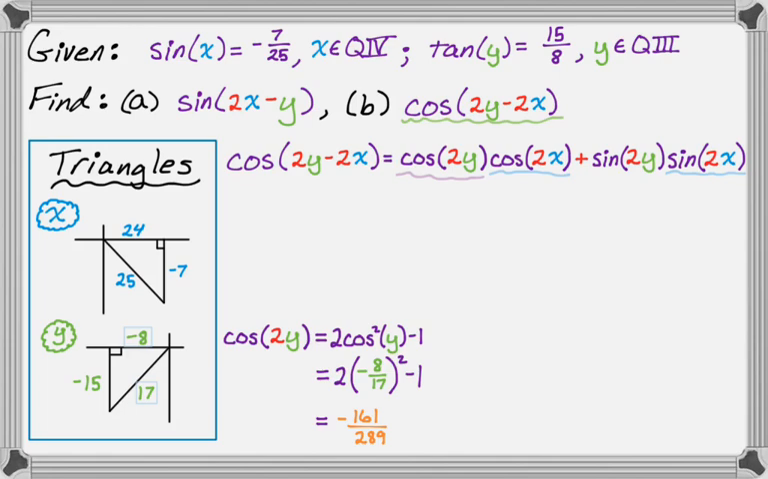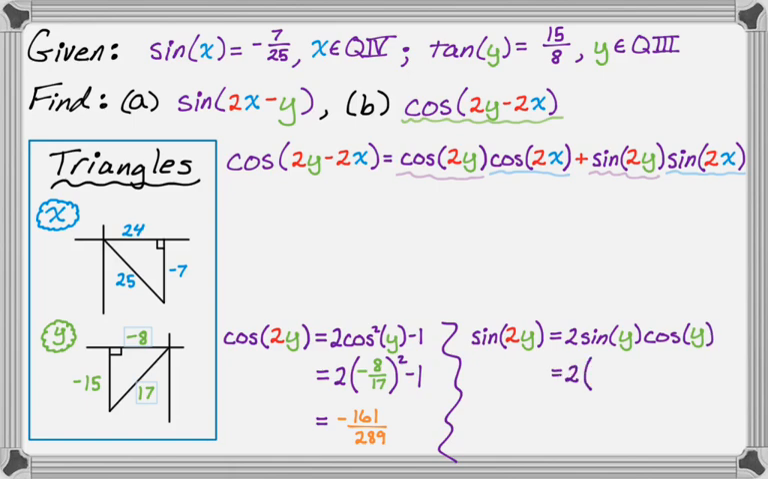So now I know the cosine of 2y. I just need to find the sine of 2y, and I'll pretty much be ready to substitute and finish this thing. So the sine of 2y is 2 sine of y cosine of y. So that's going to be 2 times sine of y, I go to the triangle, negative 15 over 17. Fill that in. Cosine of y, we found last time, was negative 8 over 17, so let's fill that in. And calculator. All right, so we have these two values for cosine of 2y and sine of 2y.